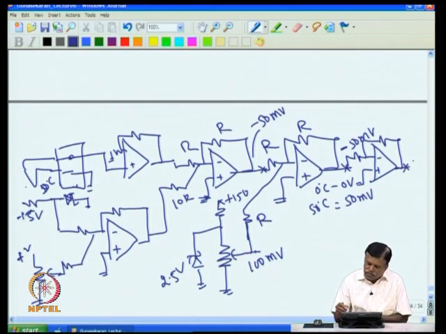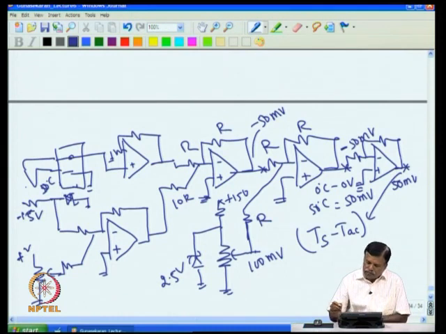So all that now comes is that I will get here, if the set temperature is 100 and the actual temperature is 50, then I will get plus 50 millivolt here. So here you will get error 50 millivolt, for example. So this point gives me error voltage. This voltage is nothing but T set minus T actual. Every 1 degree difference gives you 1 millivolt.